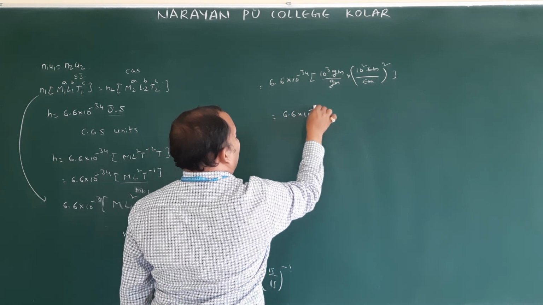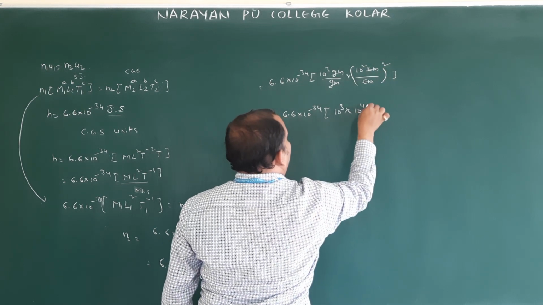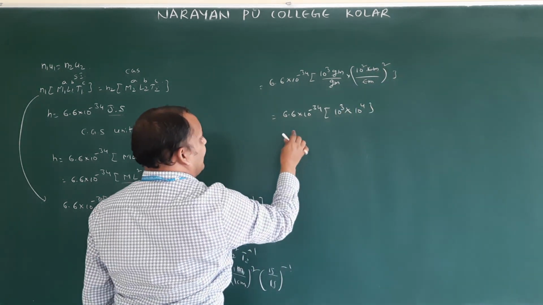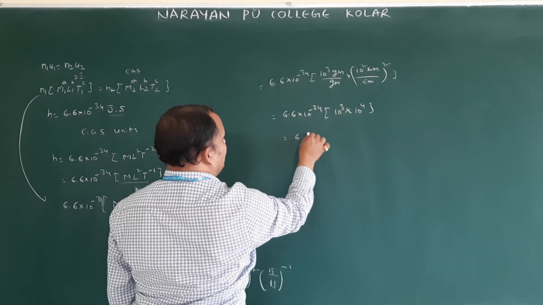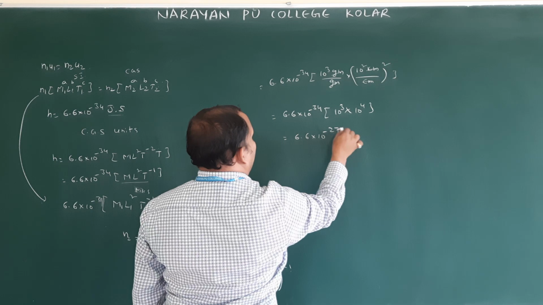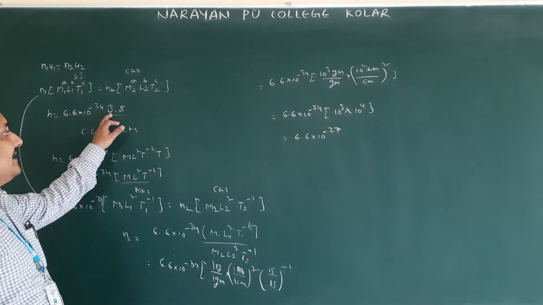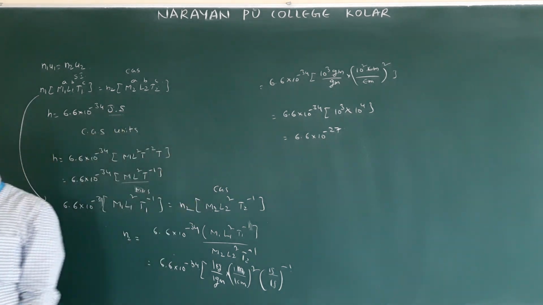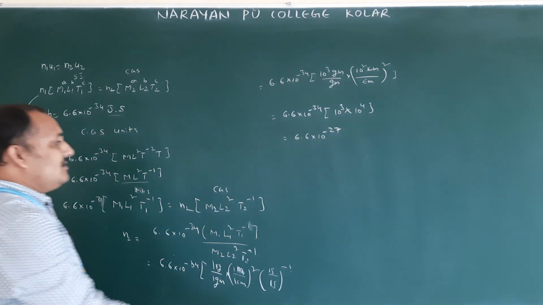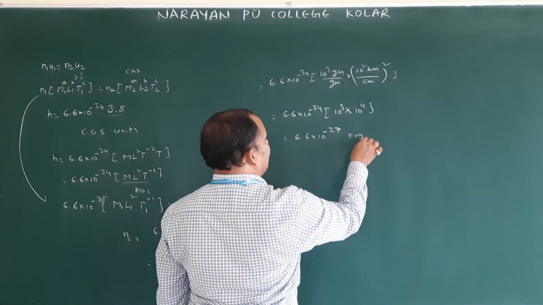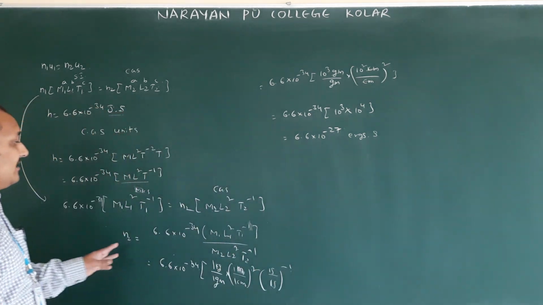Then what will be coming? 6.6 into 10 power minus 34. So 10 cube, 10 square whole square. 10 power 4, 4 plus 3, 7. So minus 34 plus 7. How much? 27. 6.6 into 10 power minus 27. So what will be unit here? Erg second. So minus 27 erg second will be getting. That is in CGS system. Joules in terms of CGS, erg second. So this is how the value is going to be converted.